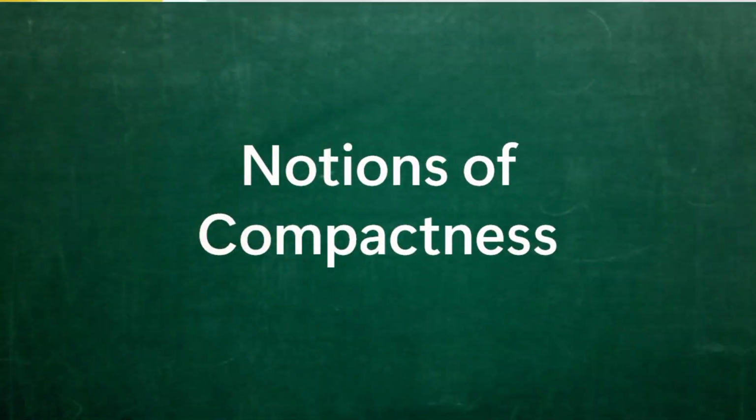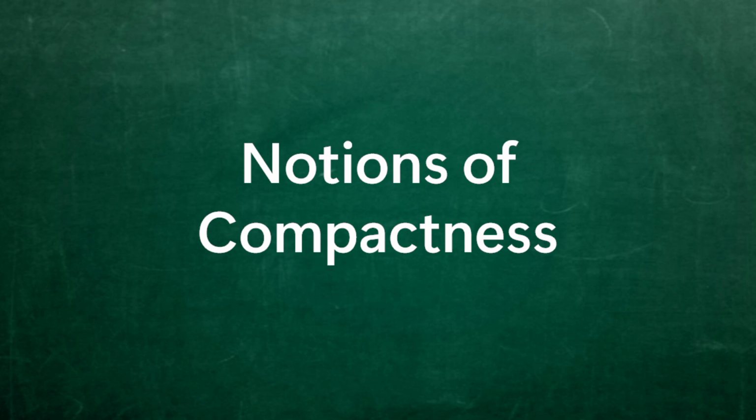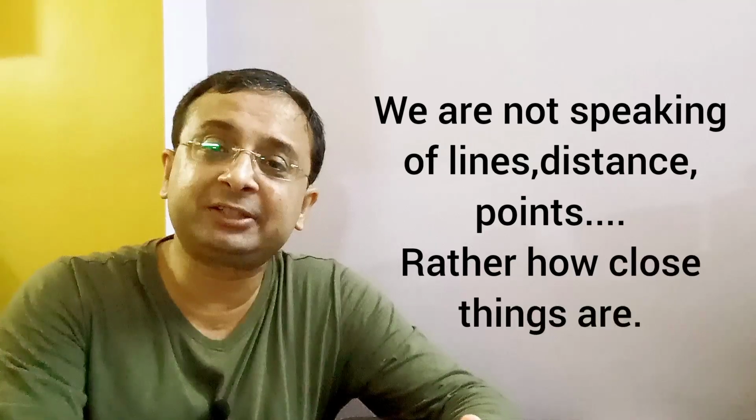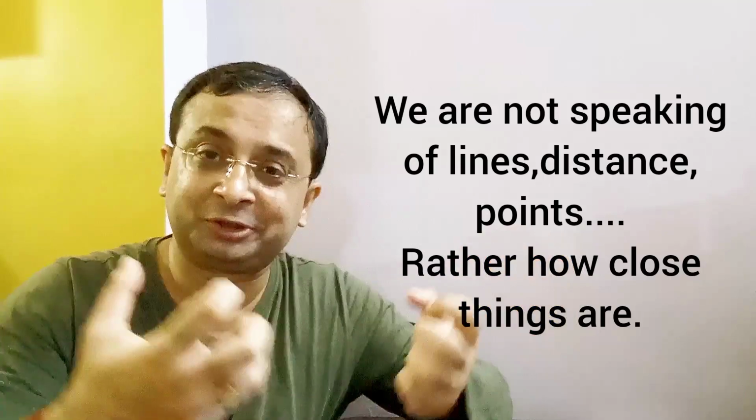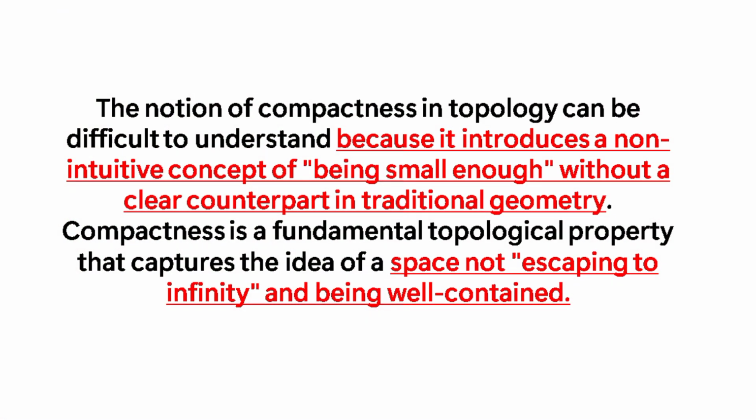The next concept which we face is what we call the notion of compactness. Now you see, what happens typically is that the notion of compactness is not speaking of lines, distances, points, but of something which we call being small enough, being close, being compact. Right on your screen there is a definition. The notion of compactness in topology is difficult to understand because it introduces a non-intuitive concept of being small enough without a clear counterpart in traditional geometry.